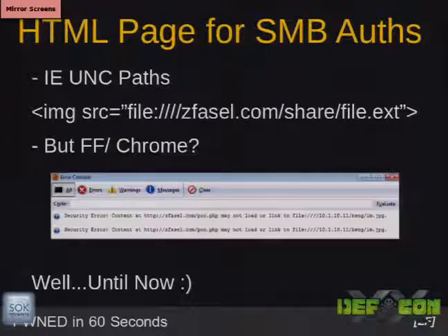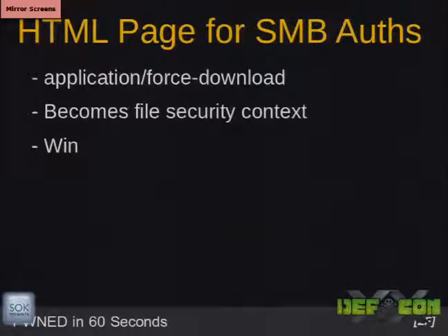So that's one of the cool new things about this tool: for Firefox and Chrome, we found out that you can force downloads, obviously sending headers for a forced download, and all of a sudden you open it from your temp folder or from your desktop and you're now in the file security context. And voila, it automatically authenticates to the SMB share, and you've got them authenticating to your rogue server.